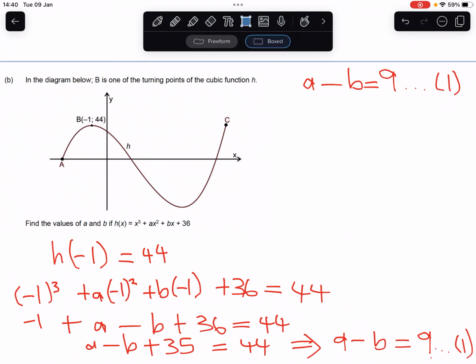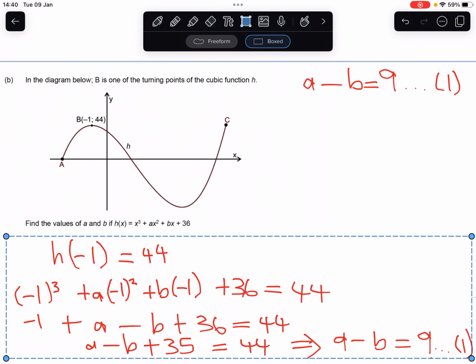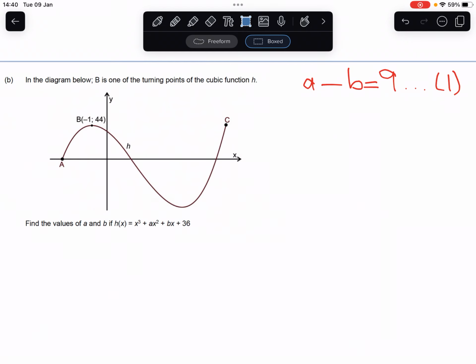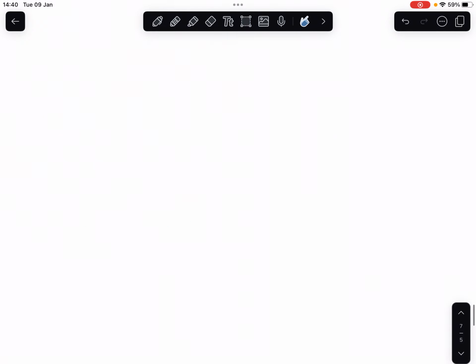So let's move this away. I hope that doesn't grab the picture. Can I not cut? Okay. Let's move this to the next page.